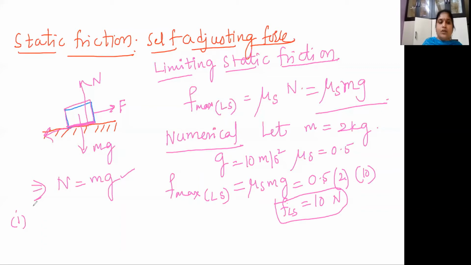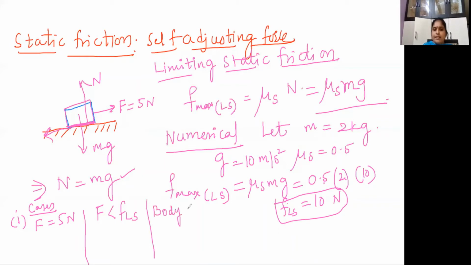So case 1. I am taking different cases. First case I am visualizing. Now I am applying a force of 5 Newton. So when I am applying a force of 5 Newton, what is the analysis we can make? That the applied force is less than the limiting static friction. So then the body will remain at rest. When the body remains at rest, then what happens? The body does not move.